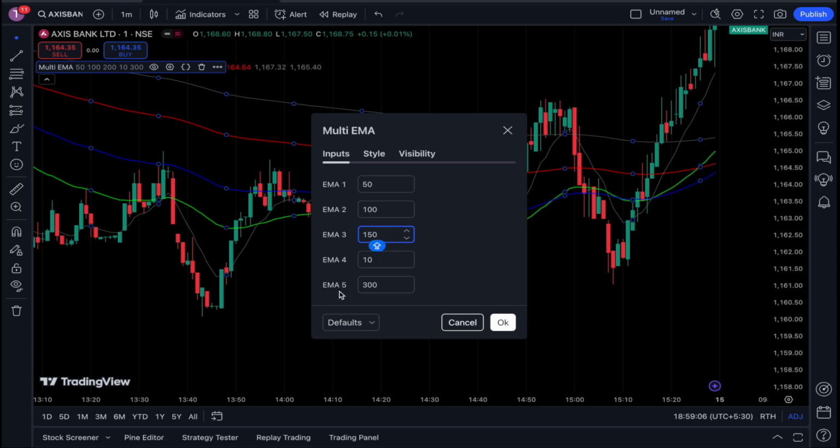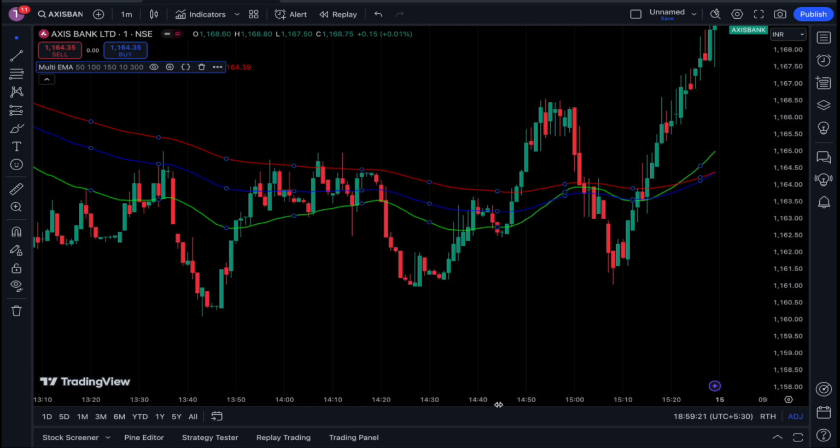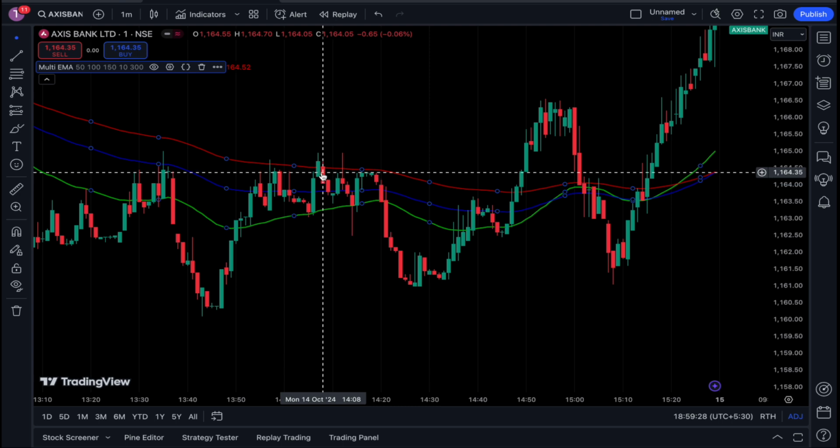EMA4 and EMA5, there is no need to change anything, we will disable them. In style, just click on this, and 4 and 5 will be disabled automatically. So these are the few settings, the rest everything will be the same as it is. Just click on OK. Here on screen you can clearly see the three lines, EMA 50, EMA 100 and EMA 150.